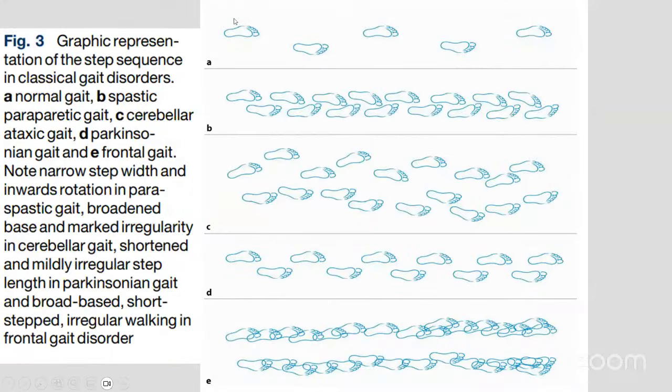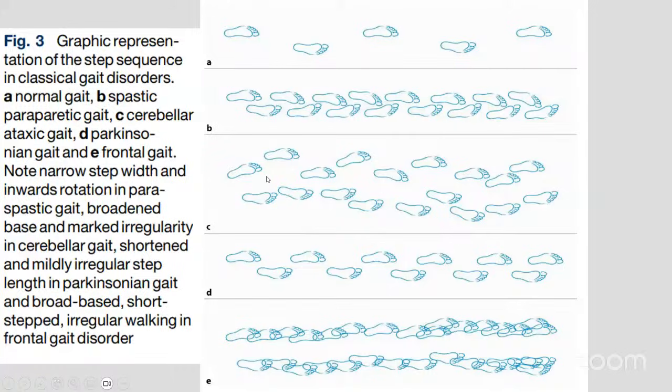So next, this shows the graphical representation of the step sequence in classical normal and gait disorders. This is a normal gait where we can see the distance between the feet. I'll discuss next what step and stance are. So this is normal gait. In a spastic gait, the distance between the two feet is reduced, and we can see this step distance is also reduced.